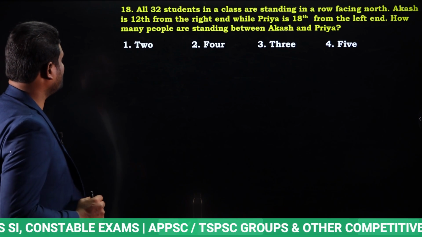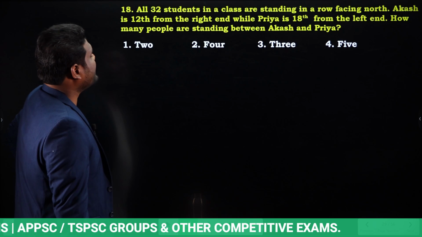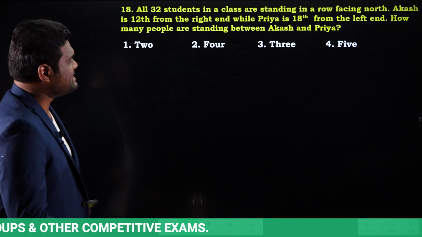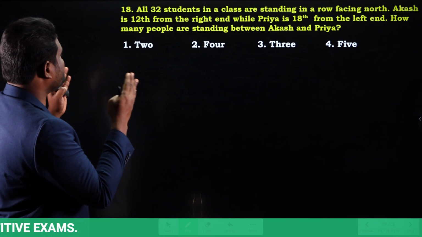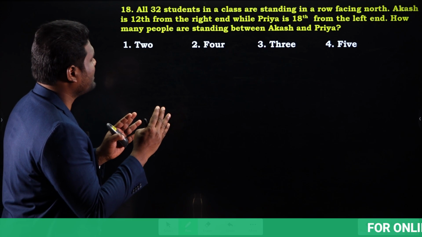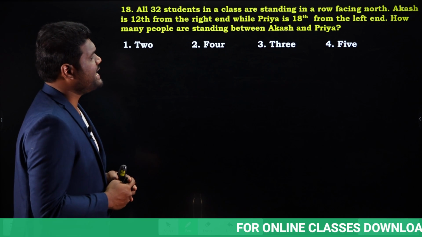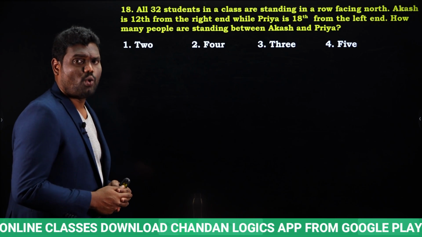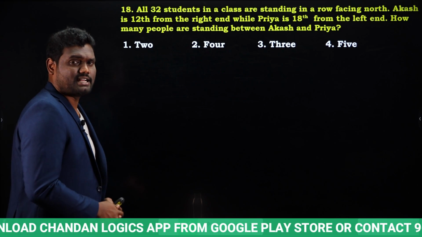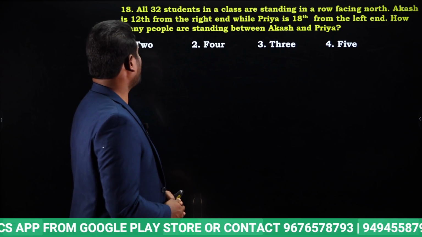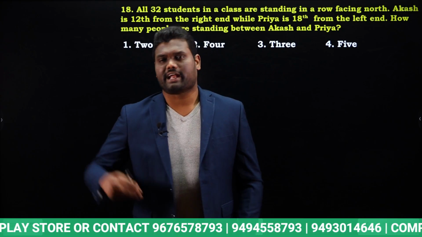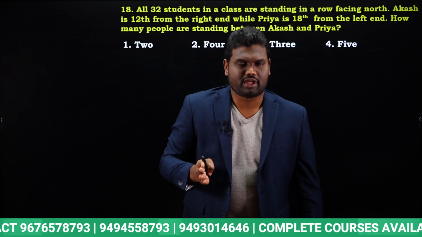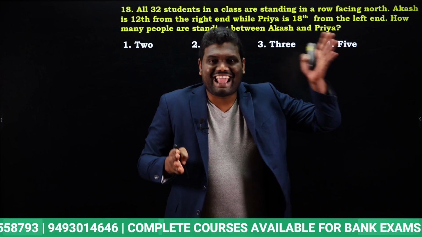This question is based on ranking. All 32 students in a class are standing in a row facing north. Akash is 12th from the right end, while Priya is 18th from the left end. How many people are standing between Akash and Priya? Very simple. In this question, they are saying Akash is 12th from the right end. Priya is 18th from the left end.